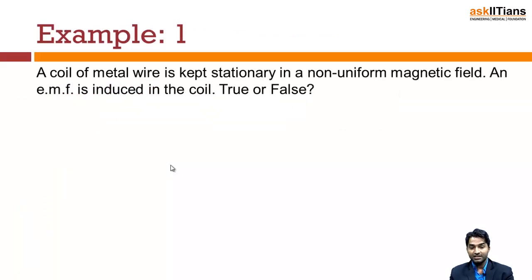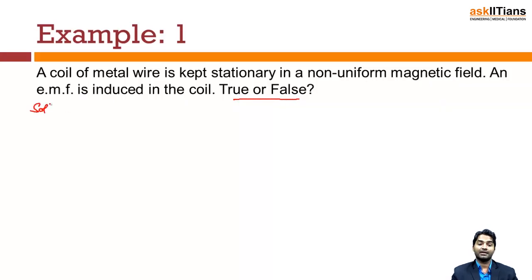In this question, a coil of metallic wire is kept stationary in a non-uniform magnetic field, and EMF is induced in the coil or not. We have to check whether this statement is true or false.